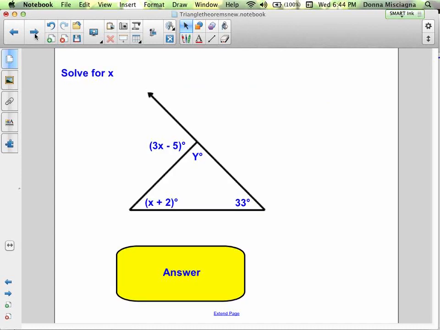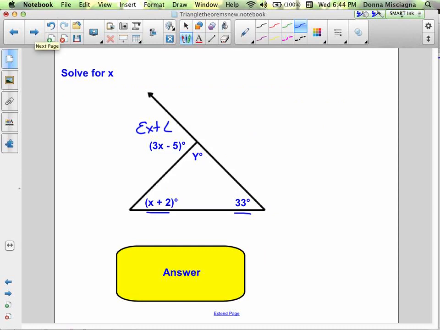So here again, we have an exterior angle, and that's going to be equal to the sum of these two non-adjacent angles. So that means that 3x minus 5 equals x plus 2 plus 33. We'll add our like terms. So we have 3x minus 5 equals x plus 35. And now we need to get the x's on one side and the constants on the other.